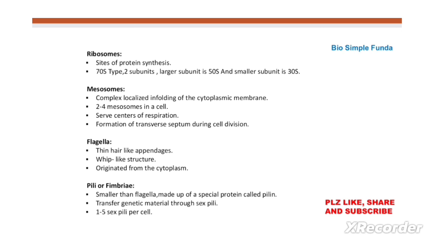Flagella. Flagella are thin hair-like appendages, whip-like structures which help locomotion in bacteria. Pili or fimbriae. Pili are smaller than flagella. They are also hair-like structures. The length is approximately 2 micrometer and the diameter 30 to 50 angstrom. Usually several hundred pili are present in a bacterial cell wall.